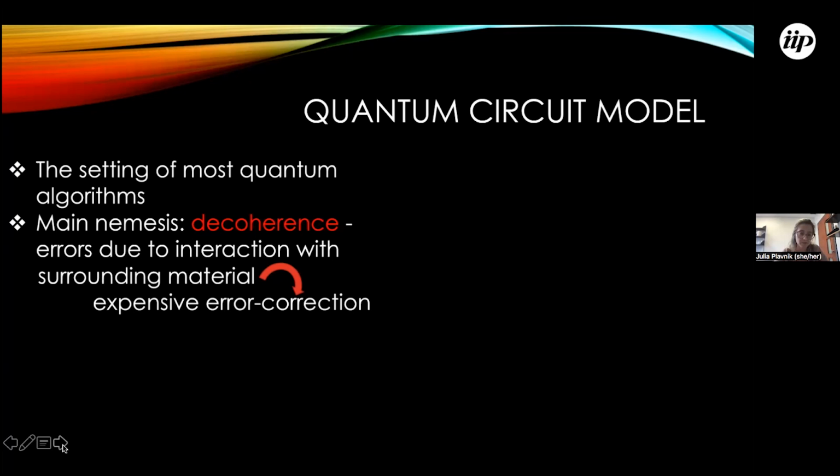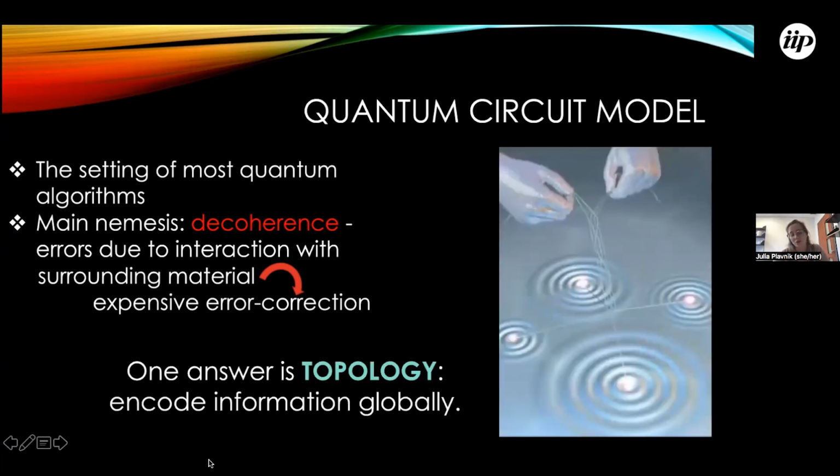So one idea for answering this problem is to use topology. The idea is that we would like to encode this information globally instead of locally. So this will be fault tolerant just because it's constructed in this way. It will be inherently fault tolerant. So that will be the idea.